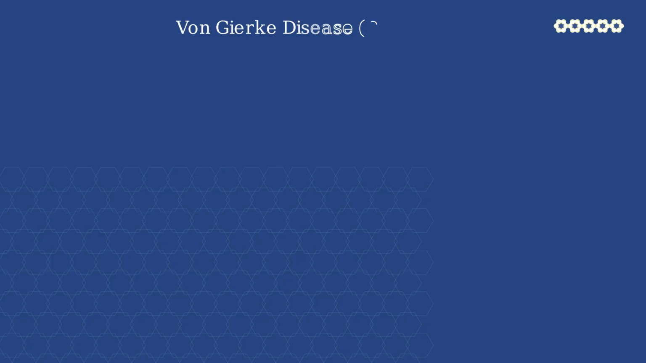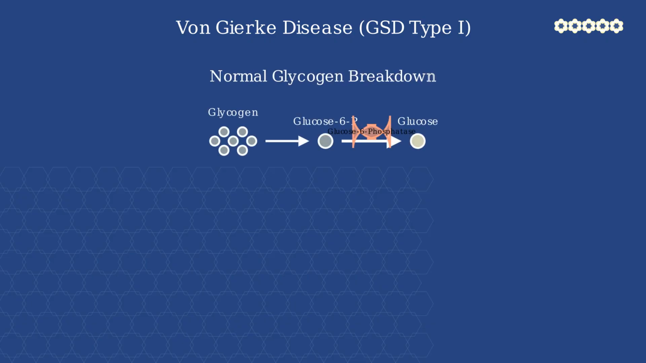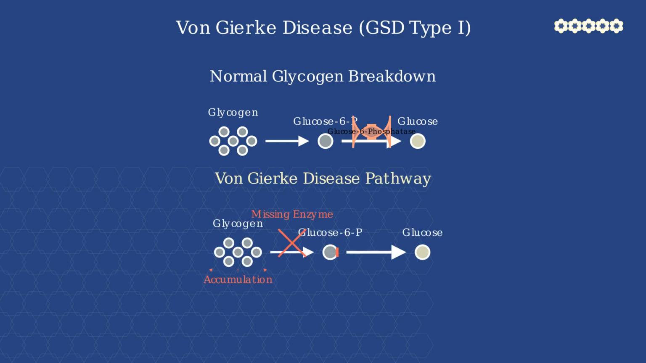Von Gierke disease, also known as glycogen storage disease type 1, is a rare genetic disorder affecting glycogen metabolism. In normal glycogen breakdown, glycogen is converted to glucose 6-phosphate, and then the enzyme glucose 6-phosphatase removes the phosphate group to release glucose. In von Gierke disease, there is a deficiency or absence of the enzyme glucose 6-phosphatase, which prevents the final step of glycogen breakdown.